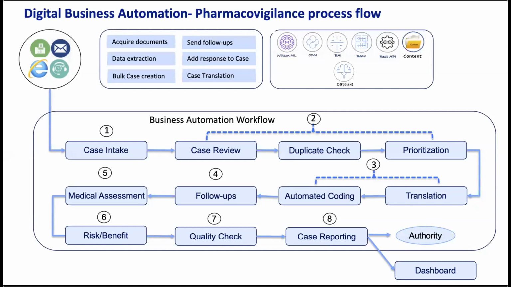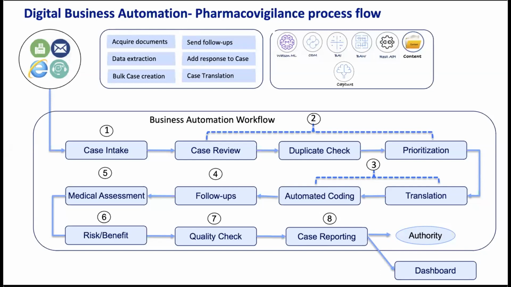It has to be omni-channel. Then it goes through your case review, your duplicate checks, your prioritization. Now, if we try to do case review, duplicate check, and prioritization manually, so much data is being generated in the systems that it is really difficult to keep up.